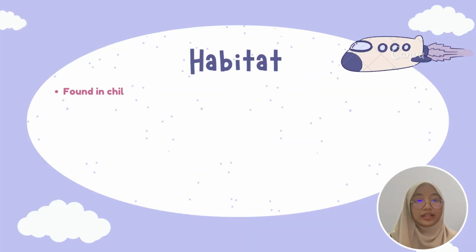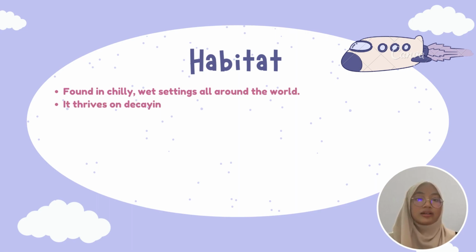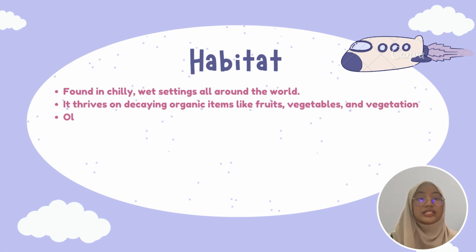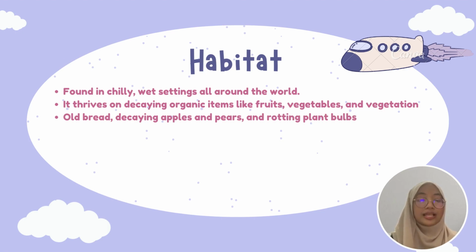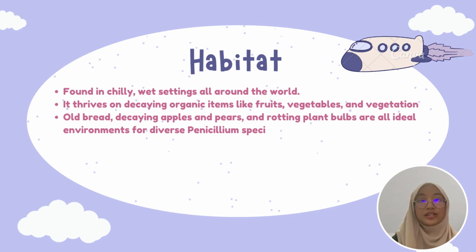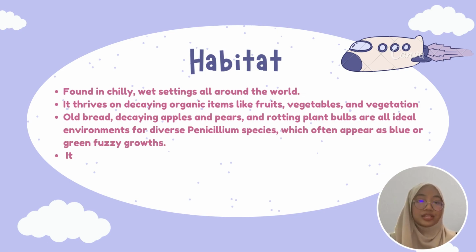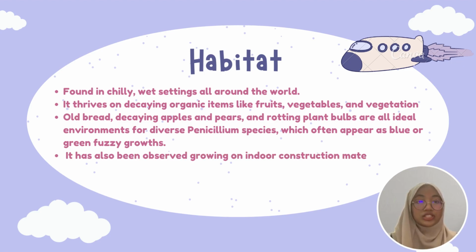So, what is the habitat of Penicillium digitatum? It is found in chilly, wet settings all around the world. It thrives on decaying organic items like fruits, vegetables, and vegetation. Old bread, decaying apples and pears, and rotting plant bulbs are all ideal environments for diverse Penicillium species, which often appear as blue or green colonies. It has also been observed growing on indoor construction materials such as ceiling tiles and wood surfaces.